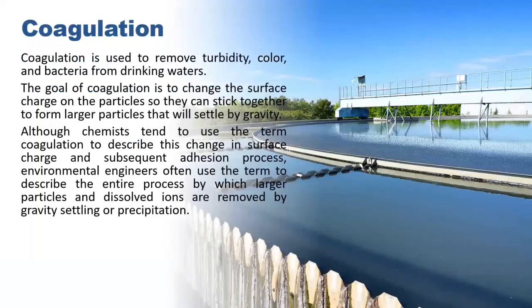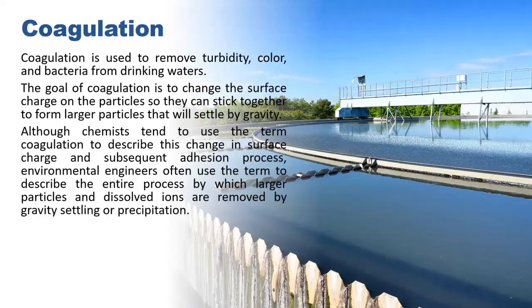Let's move on to coagulation. Coagulation is used to remove turbidity, color, and bacteria from drinking waters. The goal of coagulation is to change the surface charge on the particles so they can stick together to form larger particles that will settle by gravity.